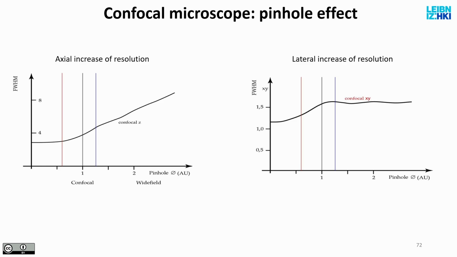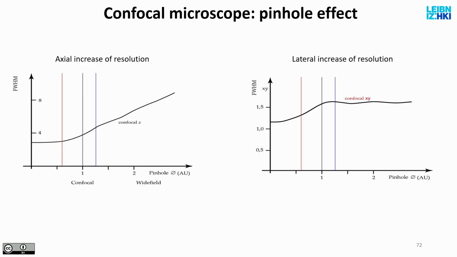So if I plot the resolution on the vertical axis, full width half max, and I plot the pinhole size in airy units on the horizontal axis, then airy unit 1 is where I would typically set my confocal microscope to start with. If I don't have enough photons, I start to open it. But as I open the pinhole and I get more light, I get less and less resolution, worse and worse resolution. This is a measured curve.